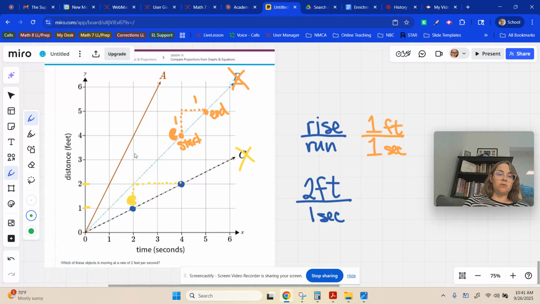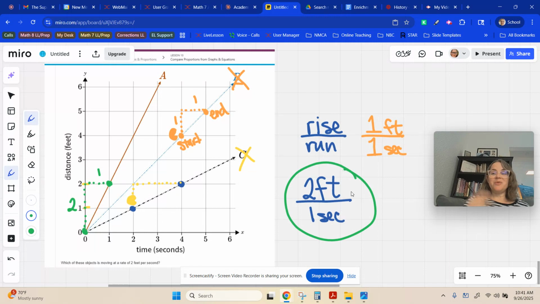Okay, so let's find some spots on the grid here where line A crosses right on the grid. And Pac-Man's gonna go up 2 feet, right 1 foot. Okay, so for this Pac-Man, I'm getting the right slope. A rise of 2 feet, a run of 1 second. So the answer for this question, whatever it is, would be A.